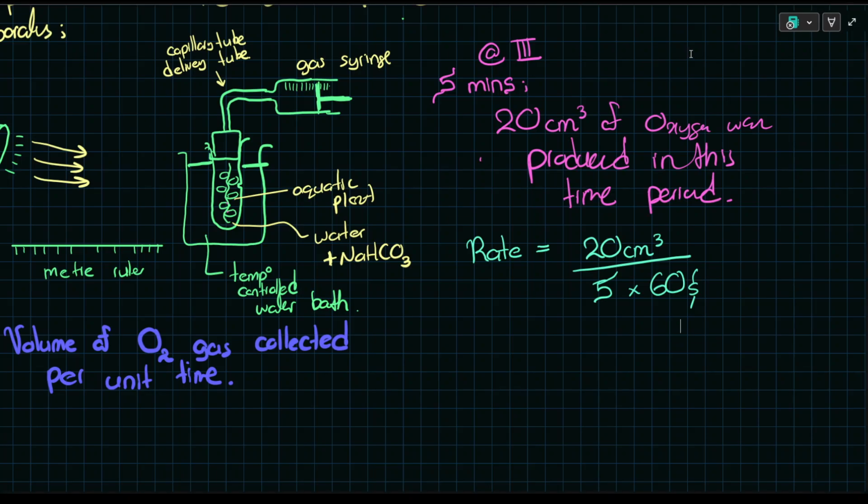Let me just double check my calculation. Okay, yeah, 0.0666. I'll just call it 0.07 cm3 per second, or you can just write a slash per second. 0.07 cm3 per second. Now you can also calculate it as cm3 per minute. 20 over 5 would be 4 cubic centimeters per minute. That is also possible, but let's just convert.